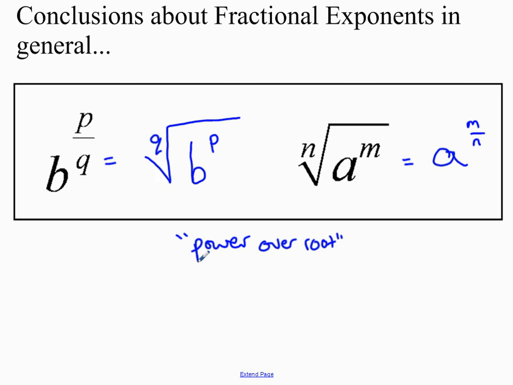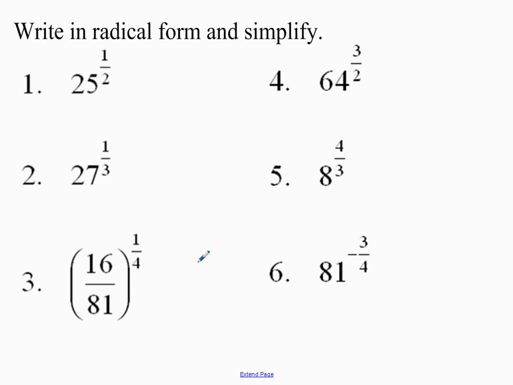Okay? So let's apply that a little bit. Our task here is to write them in radical form and then simplify them. So I'll get you started and then I'll give you a little practice time. Once you write down the directions, it says write in radical form and then simplify. So in terms of a radical, there's my radical. There's 25. The question is, where's the 1 go? Where does the 2 go? We said power over root.